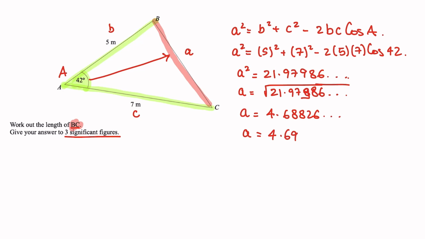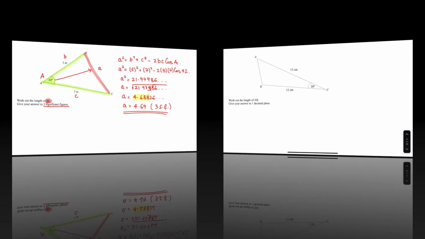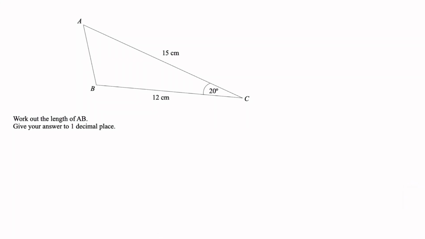4.69, because after the 8 we have another 8, and because of this 8 we have to round it up. So the final answer would be 4.69 to three significant figures, and therefore that would be your answer in this case. Now I would like you to pause the video and try to give it a go to this question here before we go through it together.